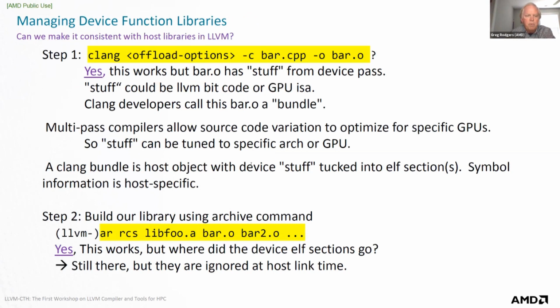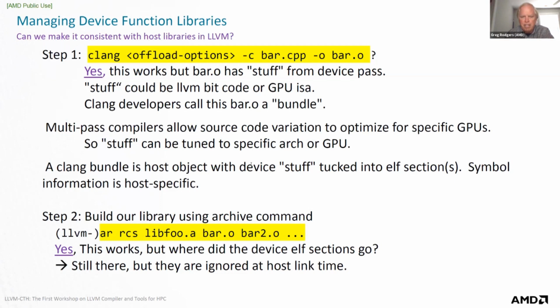That's just a quick review of what's happening with hosts. So the question is, can we make a consistent way of dealing with device function libraries as done on the host? So let's go through those three steps again. The first one is compiling a function that you want to put into a library. We run Clang with some offload options, and then you create an object file called bar.o. And this actually works today. We can do this, and that bar.o has stuff.